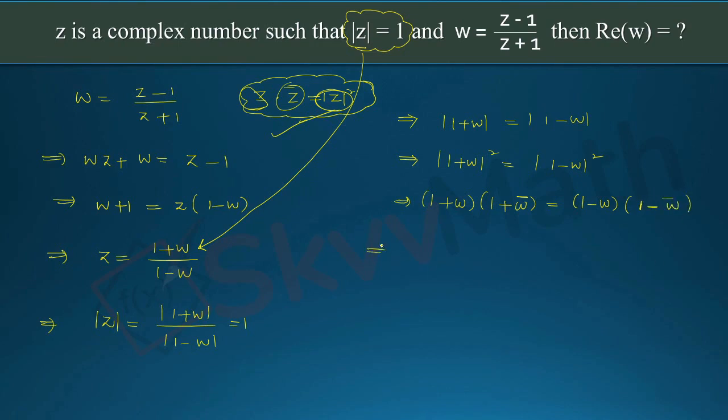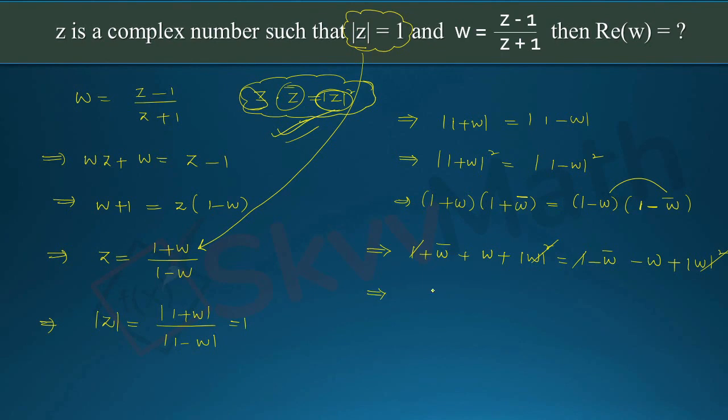Now just do the regular multiplication. 1 into 1 plus w bar plus w into 1 plus w into w bar. What is w into w bar according to this formula again? Modulus of w whole square. So here we get 1 minus w bar minus w, and again w into w bar, which is mod w whole square. You can observe that on both sides you can cancel mod w whole square as well as 1.